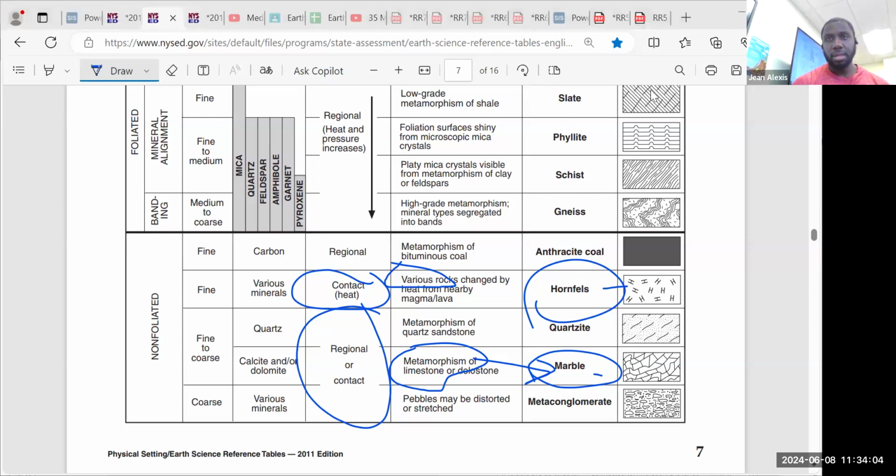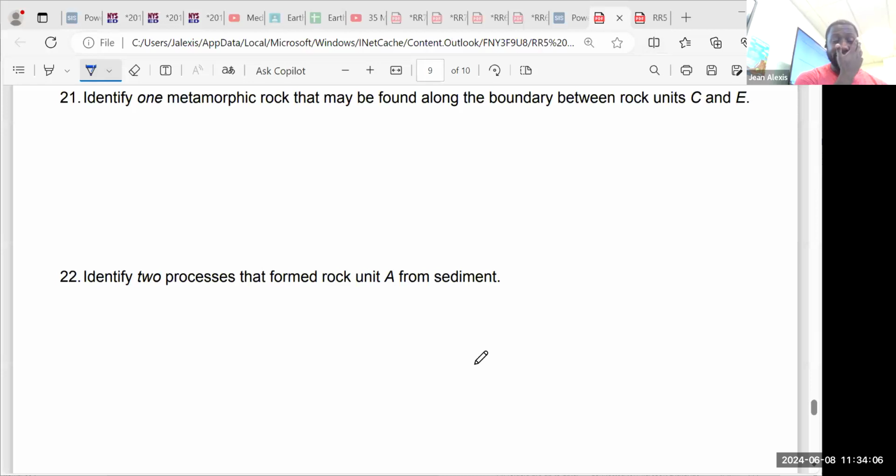All right, so just work with me. So number 22, it says identify two processes that form rock unit A from sediment. People in the Zoom, I know you're thinking why I'm repeating myself. Just bear with me. I forgot to press record.